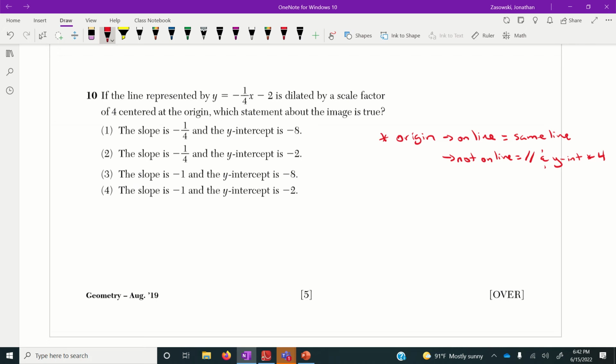So the slope of their line was -1/4. Our slope has to also be -1/4, so we can rule out these two. And we know that the y-intercept is going to get multiplied times 4 because the center is not on the line, so we're going to choose choice number 1. So if the origin was on the line, right, that means the center was on the line, we would have picked 2. But since it's not on the line, we have to multiply that times 4.